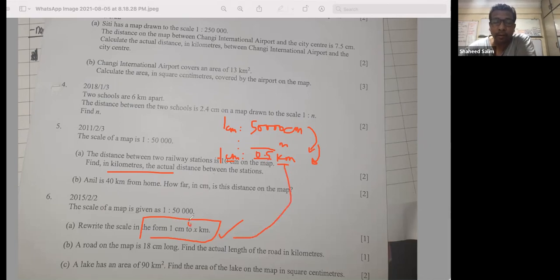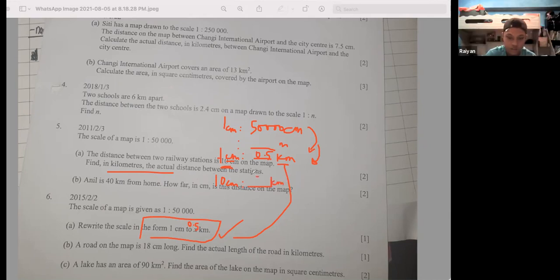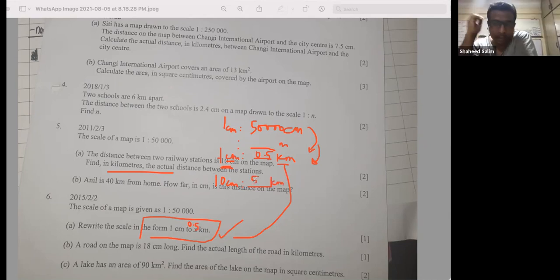So your answer is 0.5 down here also. Although we are doing two different questions, and now you can find a 10 cm on the map. Now this is 10 cm. So how many km is that? 5. Well done.